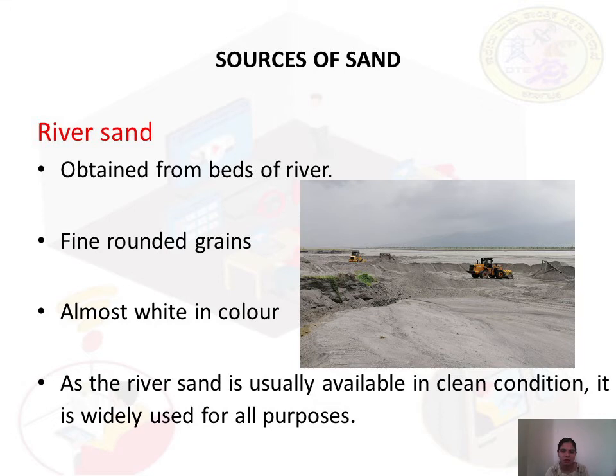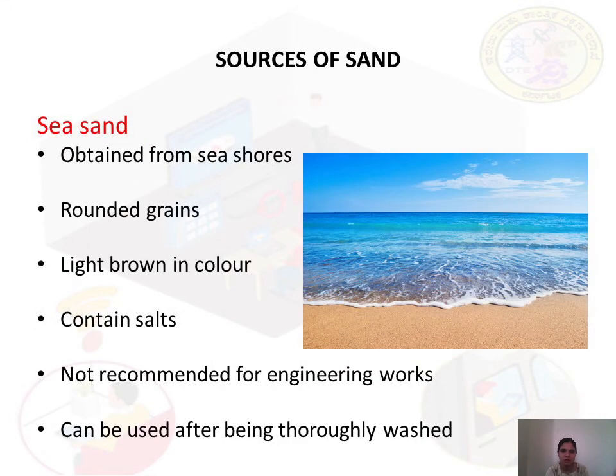Okay, next coming to the sea sand, which is obtained from the seashores, and it has rounded grains. The grains are rounded due to the impact of water, and the color of the sand is light brown, but it contains salts. Because of these salts, this sea sand is not recommended for any engineering works, but it can be used after being thoroughly washed. Okay, that is about the fine aggregate.